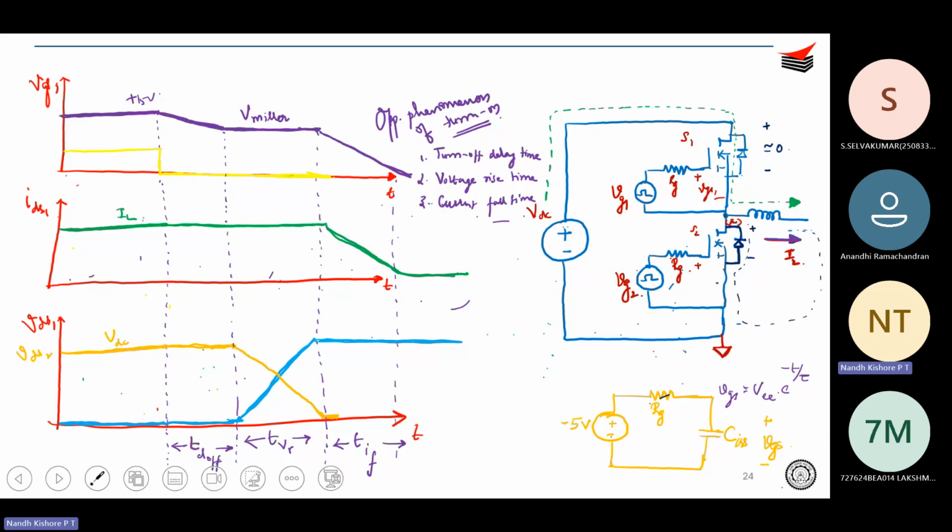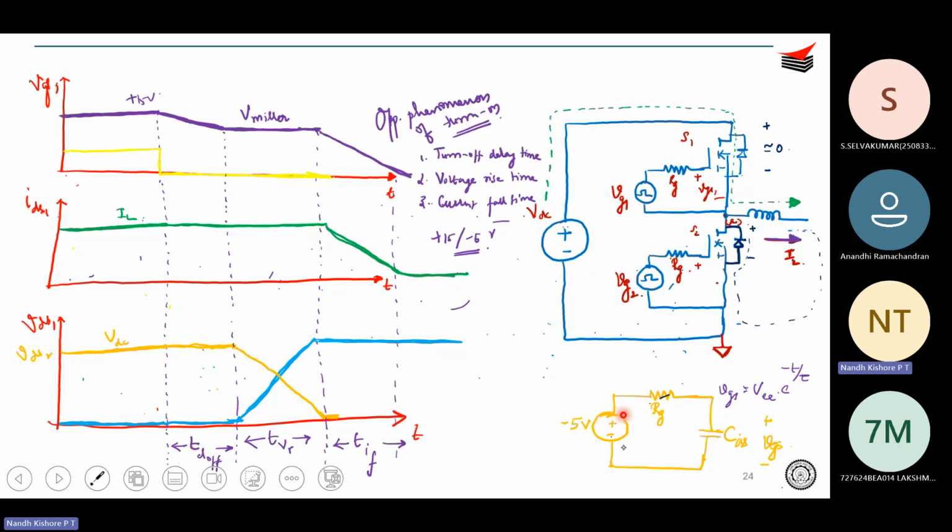Then what will happen? It's an RC network eventually, right? Initially there was 15 volts. Now you made 15 to -5. Let's assume the gate voltage is plus 15 and -5. That is our gate voltage. So you understand that we made plus 15 to -5.